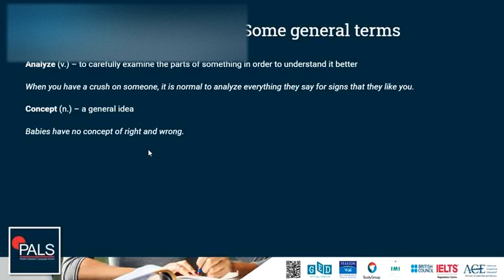The second term, concept, a noun. A concept is a general idea. Babies have no concept of right or wrong. Again, in the science test, you will be confronted with certain concepts in science, which are general ideas that are usually accepted in the scientific world.